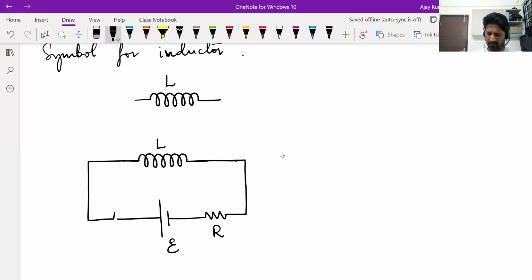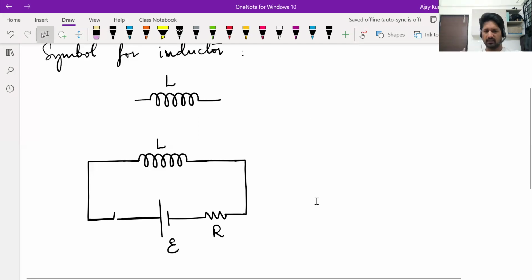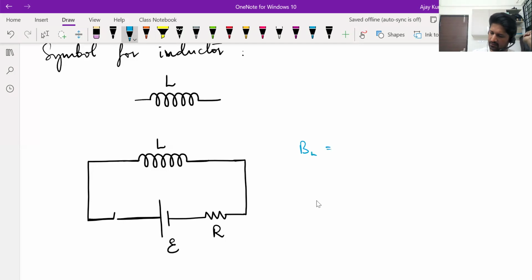Initially, the switch is open. Tell me, when the switch is open, will there be any current in this circuit? Current needs a closed path to flow. So there won't be any current when the switch is open. If there's no current, the magnetic field in the inductor is 0, and the magnetic flux in the inductor is also 0. There's no flux. Okay. One of you tell me, what will happen the moment we close this switch?